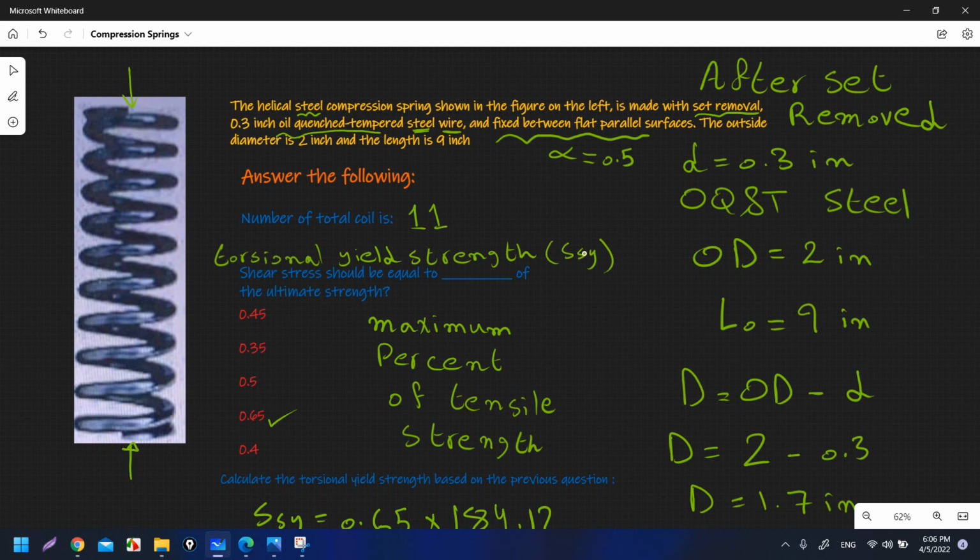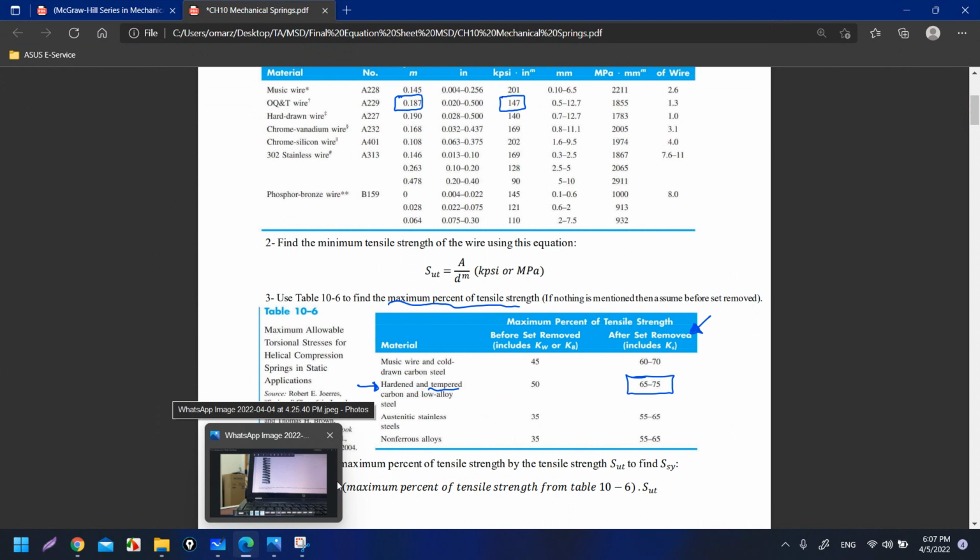Shown in the figure on the left, it is made with a set removal. In this question, the set is removed, so the set removal has already happened, and the residual stress is already inside the compression spring. So we have after set removed. We will use this information because it is here in table 10.6.